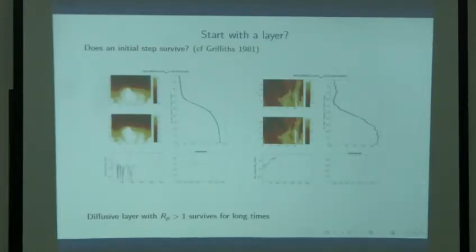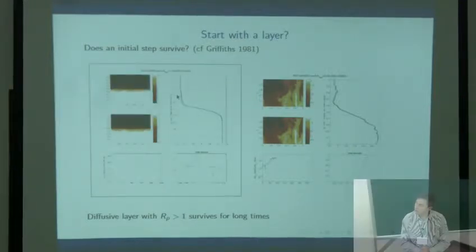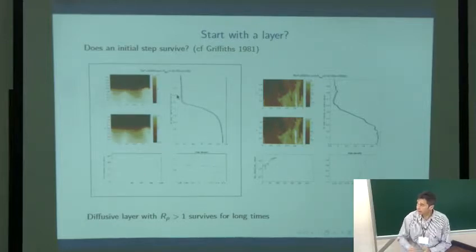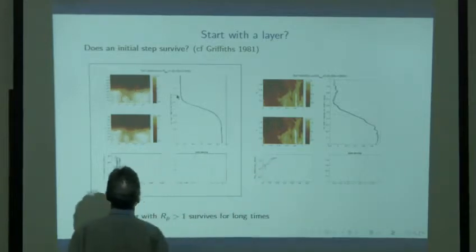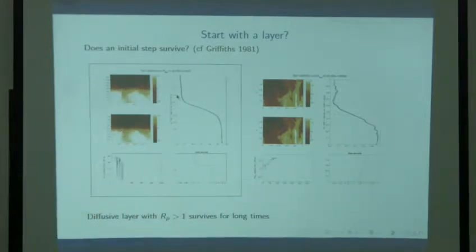Okay, well, what about if you start with a layer? So Griffiths, actually, in 1981, had an experiment where he set up a step and heated it and saw the persistence of a step in the doubly diffusive regime. And actually, that's what we do see. If you start with a step in the doubly diffusive regime, it excites a lot of motion, but the state is prolonged. So this is certainly consistent with the experimental results of Griffiths. So that was sort of vaguely a success.